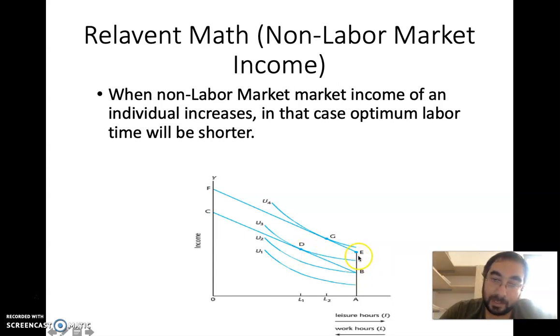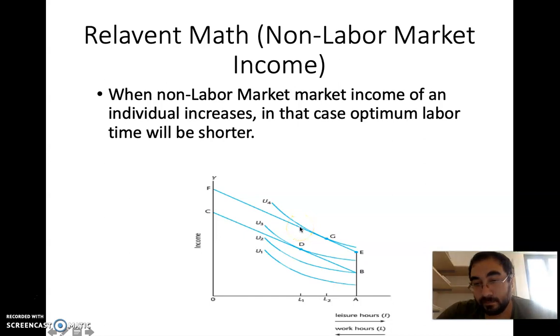When our income increases by BE amount, let's assume we are still working L1. In that case, we will go vertically up in the graph, and our new budget line will be EF. So we will hit this point. Going vertically up means we will have more income, but we will have the same leisure hours. So the indifference curve that passes through this point, the point right above D, and the budget line EF.